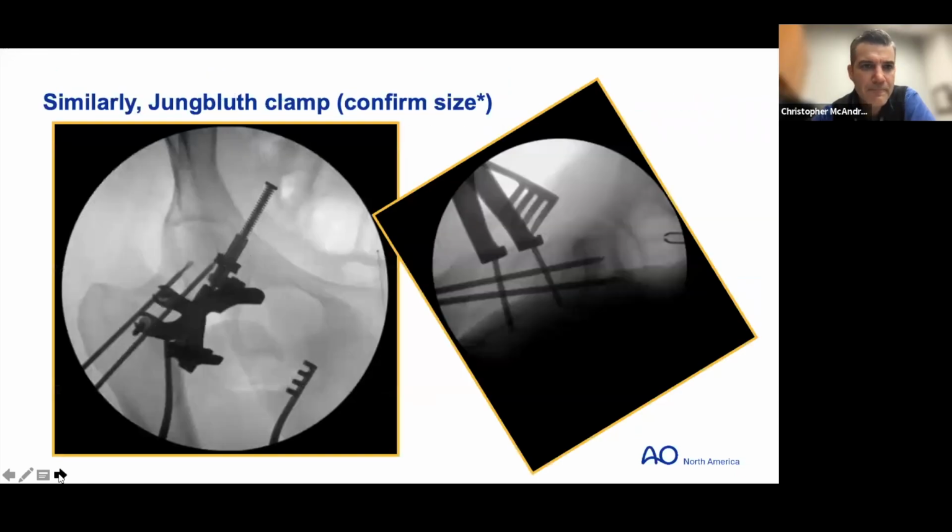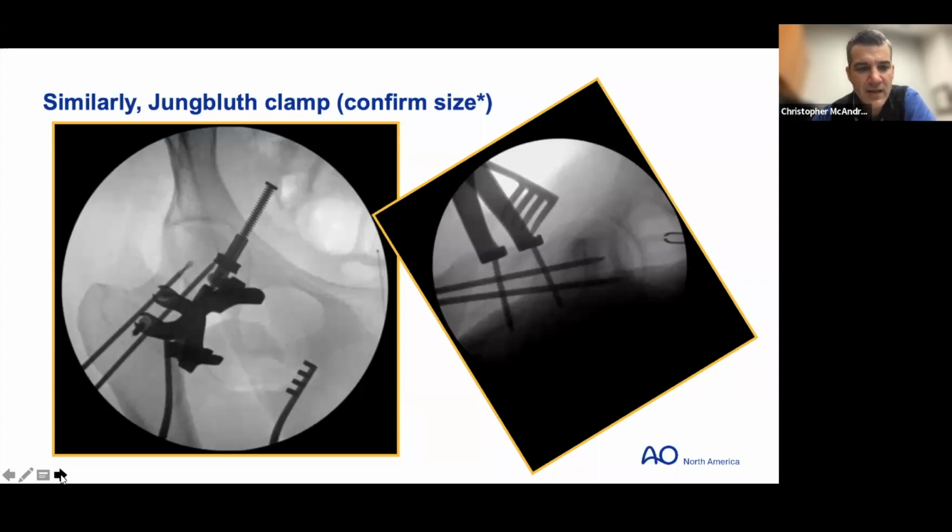All right. So the modified clamps, or the screw-based clamps, the Young Bluth. These are available for both 3/5 screws and 4/5 screws. I think the old classic that's on the pelvic reduction sets is for 4/5 screws, and that's probably too big for what you want to do in the femoral neck. So make sure you've got the right size.